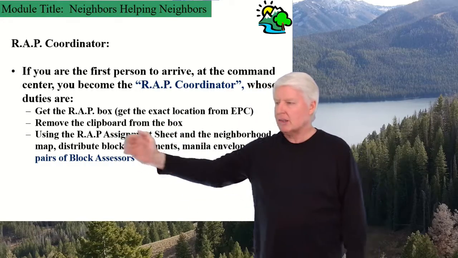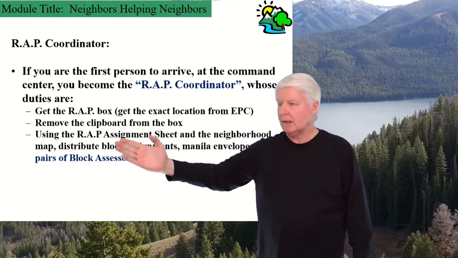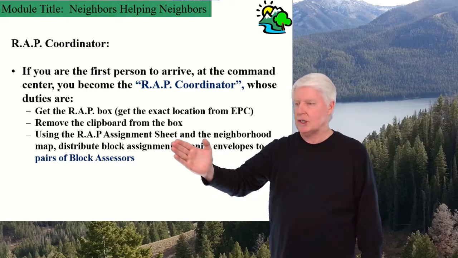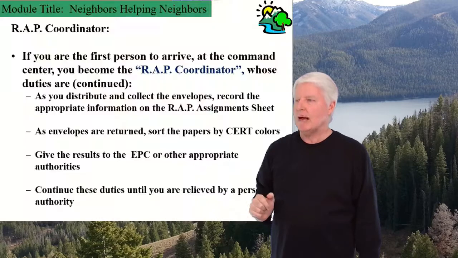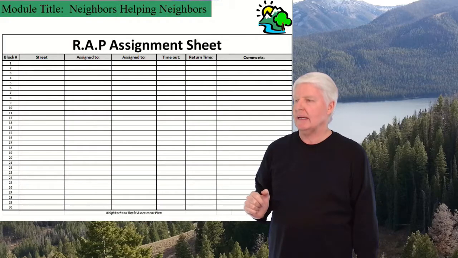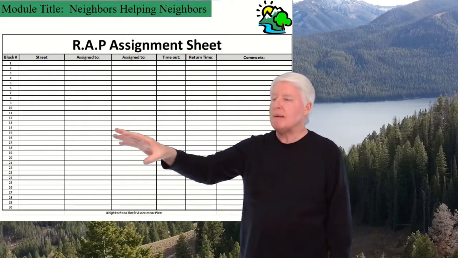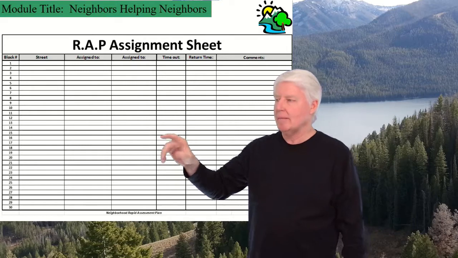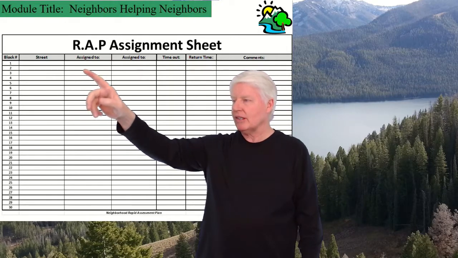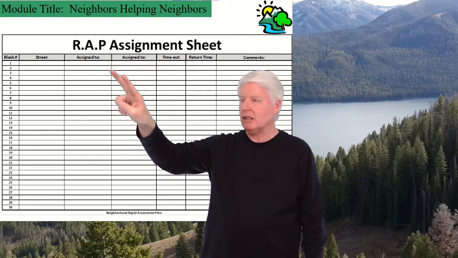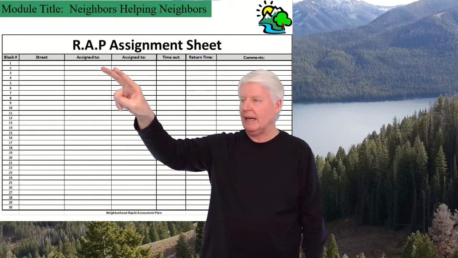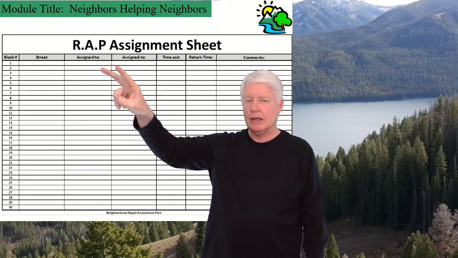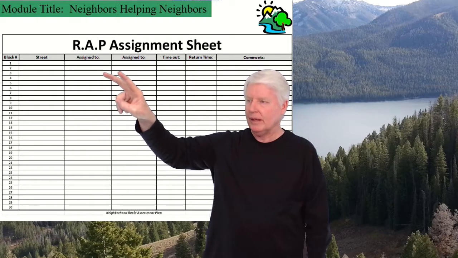So you get that box out and remove the clipboard from the box, using the RAP assignment sheet. The RAP assignment sheet is back here somewhere. Here it is. When people come after you, you will help them, and you will write down the street they're assigned to and their name. There'll be two people. You always send two people out together. One person is dangerous. They can get hurt without help. So we don't want to do that. Always two people, at least.